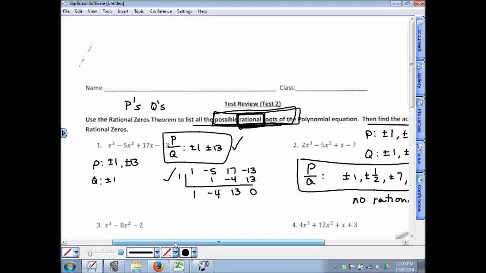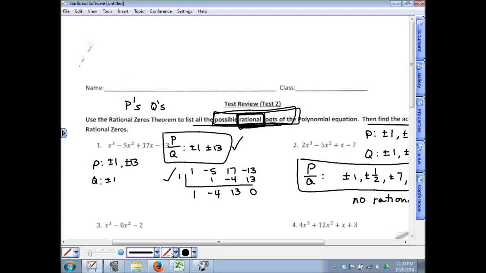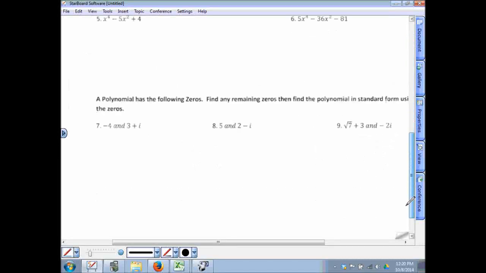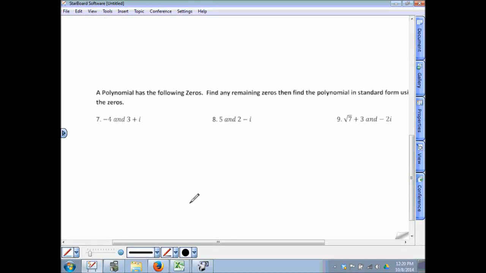Okay? That's a lot of how page 1 of your test is going to be. You make a list of possibilities. You find out which ones work using your graphing calculator. Any questions on that? The other part of page 1, I know you're not going to be happy about this, but the bottom half here, these are going to be a little more challenging.